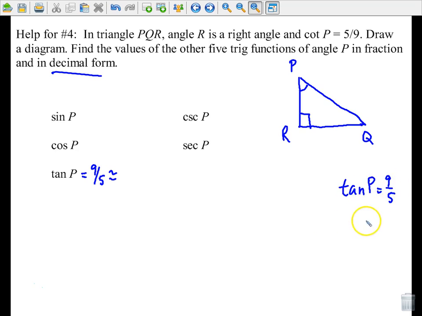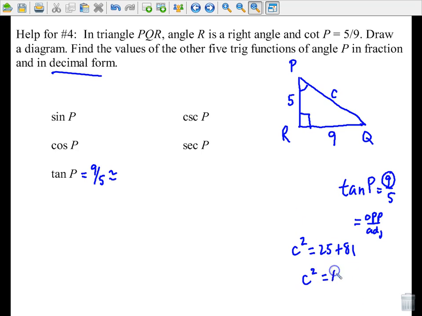What do we know about tangent? The ratio of tangent is opposite over adjacent. So in relation to P, the opposite side will be 9, and the adjacent side will be 5. Now how do I find this hypotenuse? I'm going to go to the Pythagorean theorem. C squared, where C stands for the hypotenuse, equals A squared plus B squared. It doesn't matter which one of these you call A and B. So we get 25 plus 81.